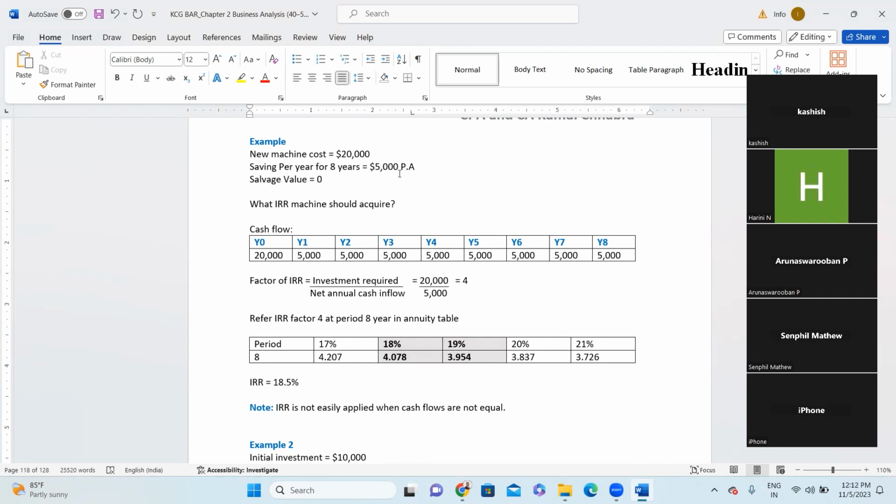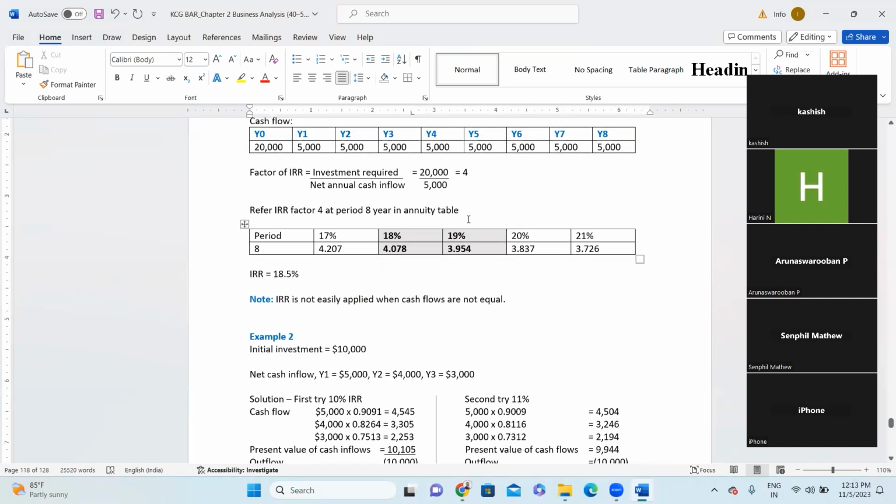Now you need to see at what percentage, in the 8 year row of the annuity table, the value comes close to 4. So 8 years is the period, and you need to see where it comes closer to 4, that is in 18% and 19%. Here the IRR you need to calculate will be between 18 and 19%. How do you calculate that?